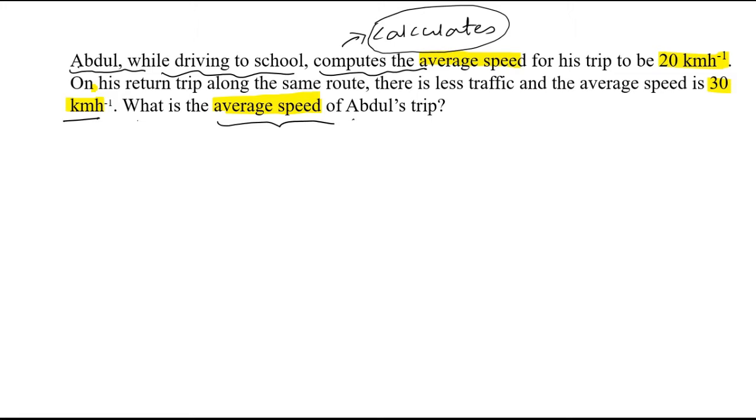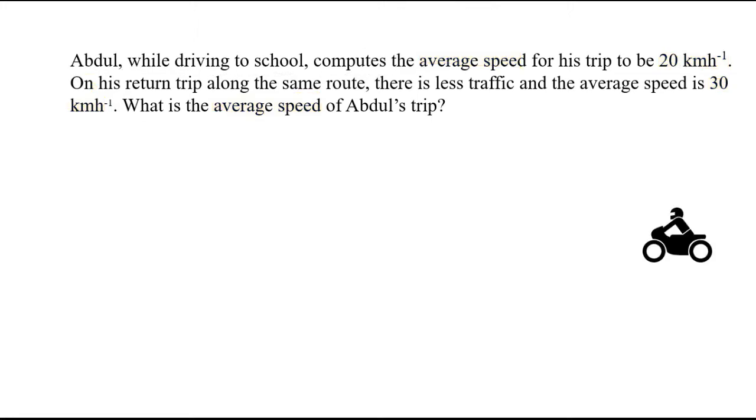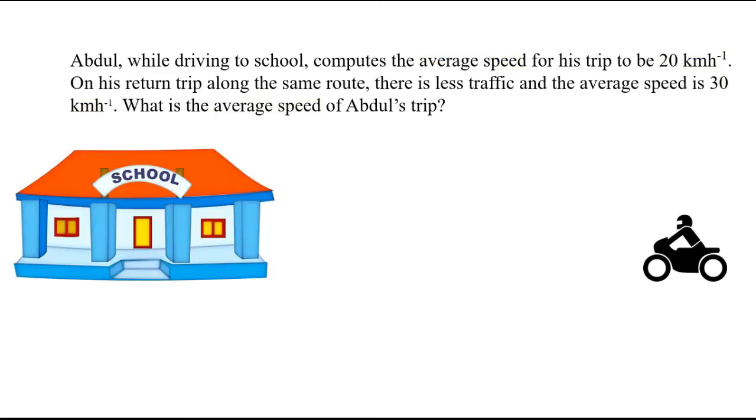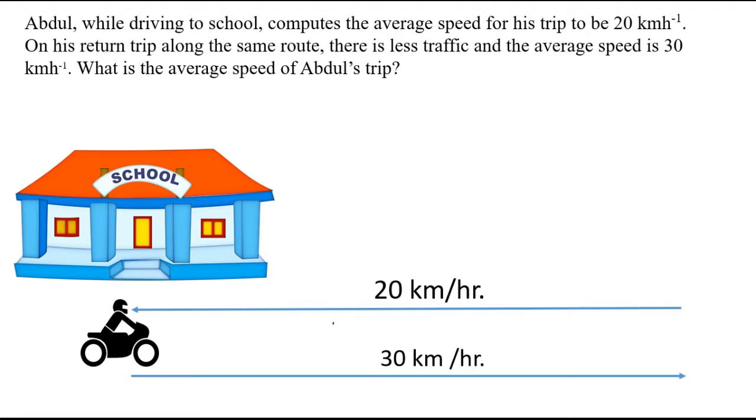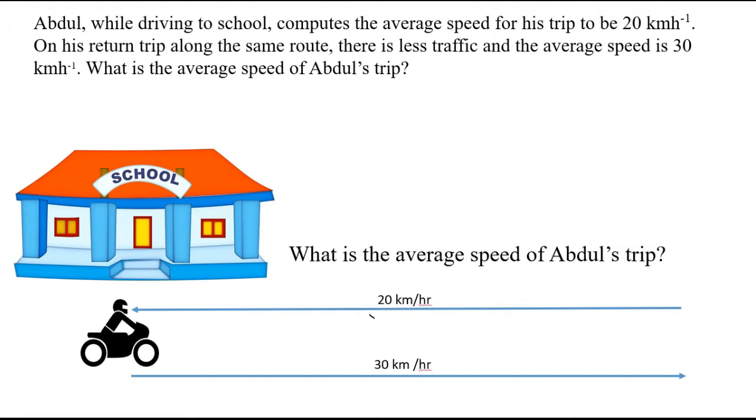So if you visualize this problem, Abdul towards his school during the onward journey, his speed is 20 km per hour. And while returning from the school, his speed is a bit more, that is 30 km per hour. And what you need to do is find the average speed. Generally, the moment you see this word average, we tend to make a slight mistake: we add these two and divide by 2, and that will not give the average speed.